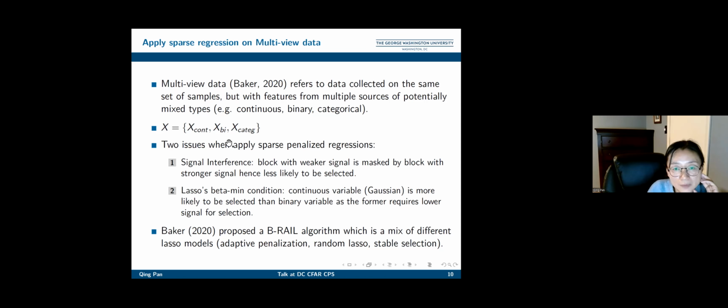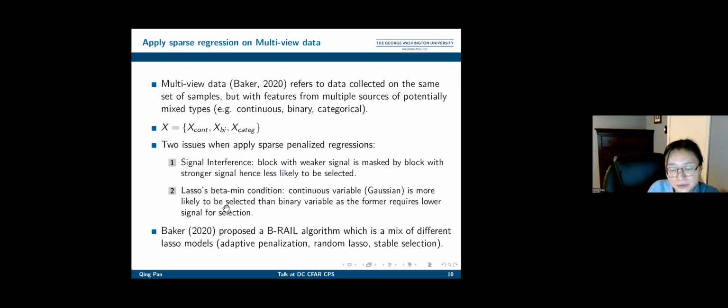Anyway, this is some technical issue if you don't standardize. For binary and continuous covariates, there are different thresholds for being selected. So even for the same impact, you tend to select the continuous covariate instead of the binary.